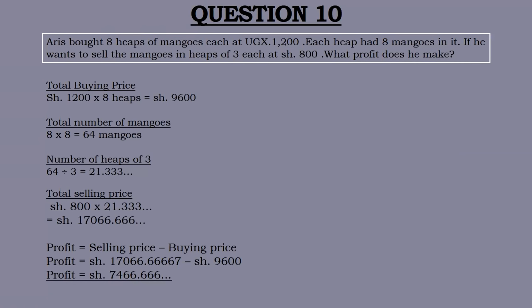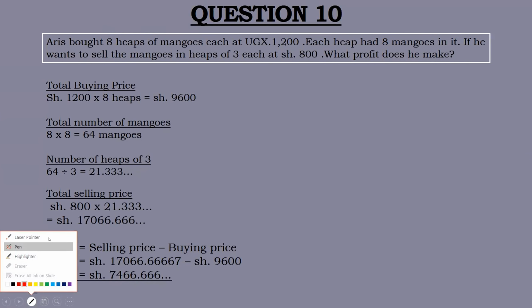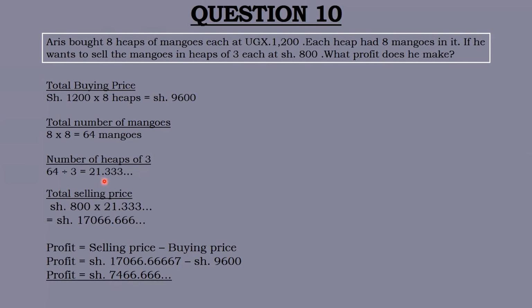So the total selling price in this case would become 800 times the number of heaps, which is 21.333, because the cost of each heap was 800. After evaluating, I saw that the total selling price when I multiplied was 17,066.666, which is the same as 17,066 2 out of 3. So I just found the profit by getting the selling price minus the buying price. That was getting this value minus the 9,600 that I originally got, giving me 7,466.666. Yeah. Any questions or corrections?